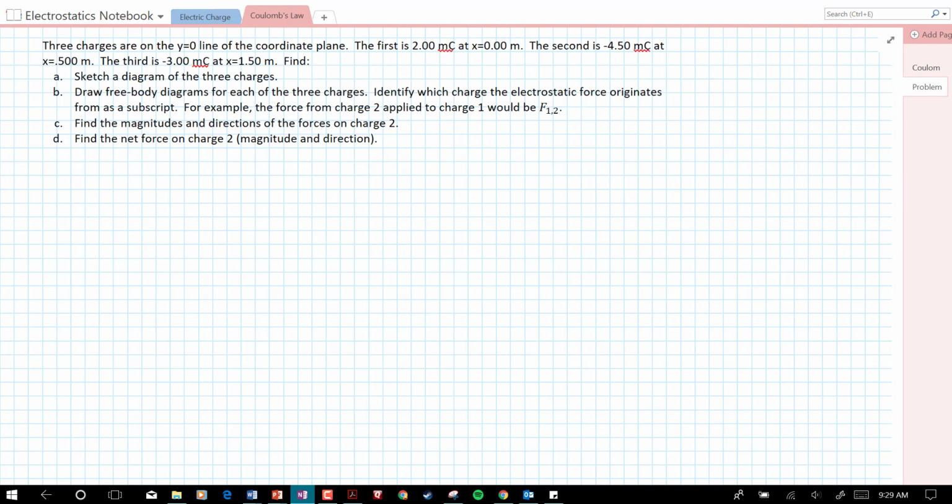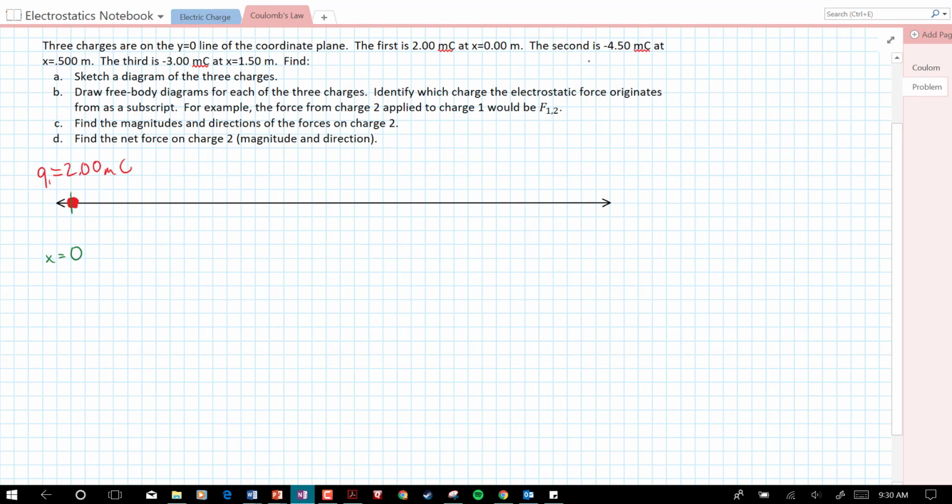Everything's on the y=0 line, that's the same as everything being on the x-axis, so I'm just going to have a little x-axis right here. And we have a positive charge of 2 millicoulombs at x equals 0. I'm just going to label that. Q1 equals 2.00 millicoulombs. And the position is going to be x equals 0.